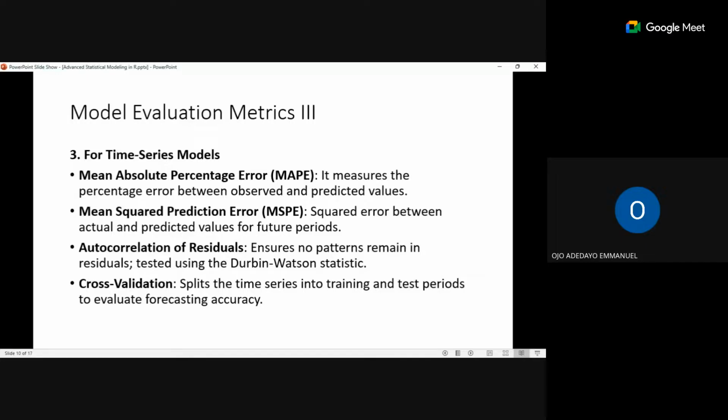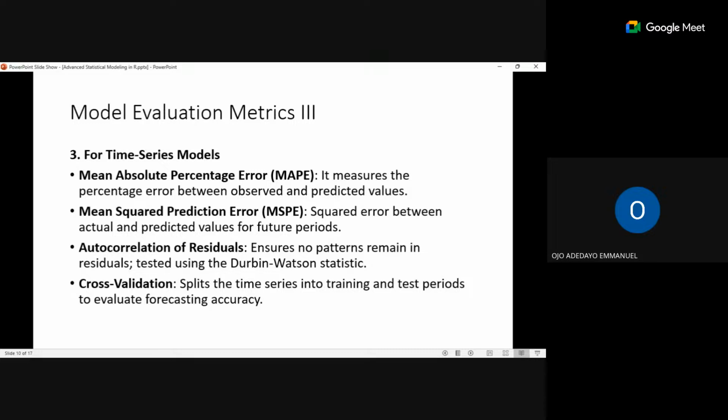Ensure no patterns remain in the residuals. This is tested using the Durbin-Watson test. The Durbin-Watson test is a test that we normally use in time series to check for autocorrelation.